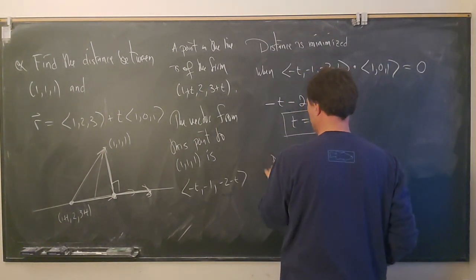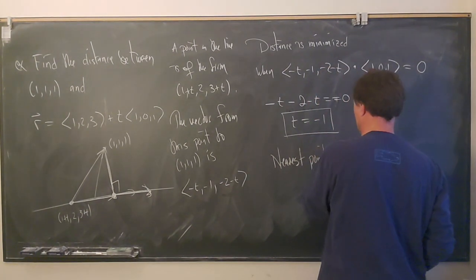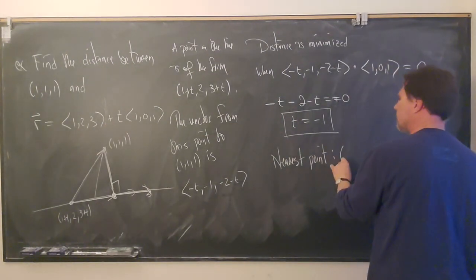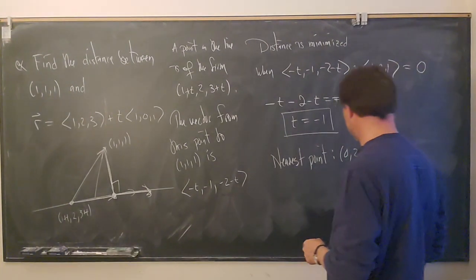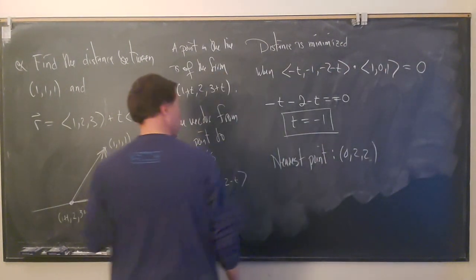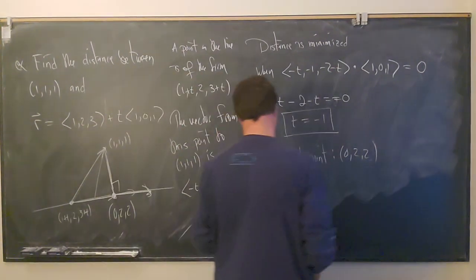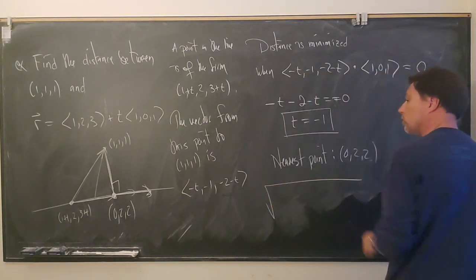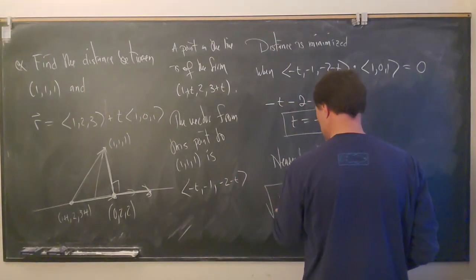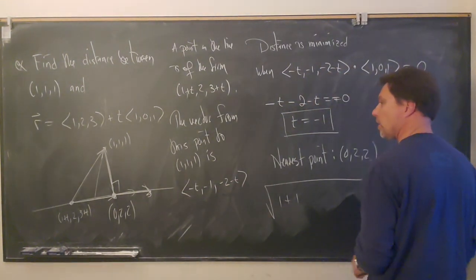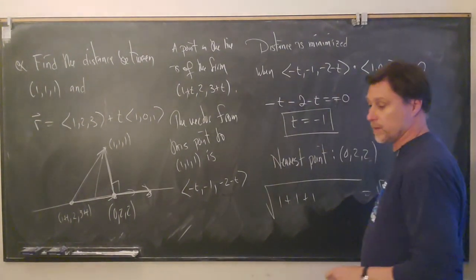So the nearest point, if t equals negative 1, is (0, 2, 2). Now, what's the distance between this point and the point (1, 1, 1)? I'll just use the distance formula. The distance is going to be the square root of 1 squared, 1 minus 2, and 1 minus 2, all of that squared. So we get the square root of 3.